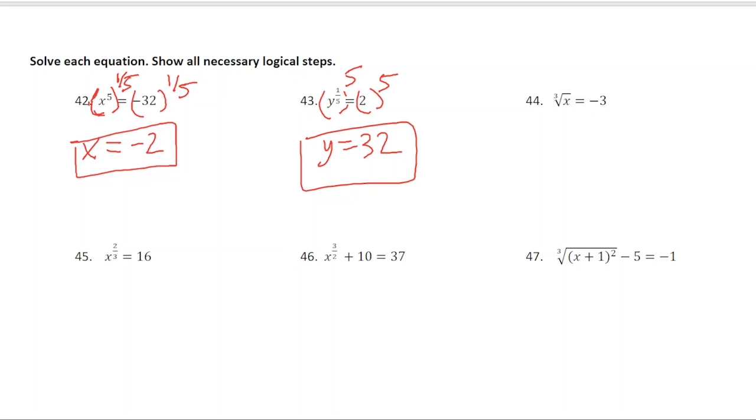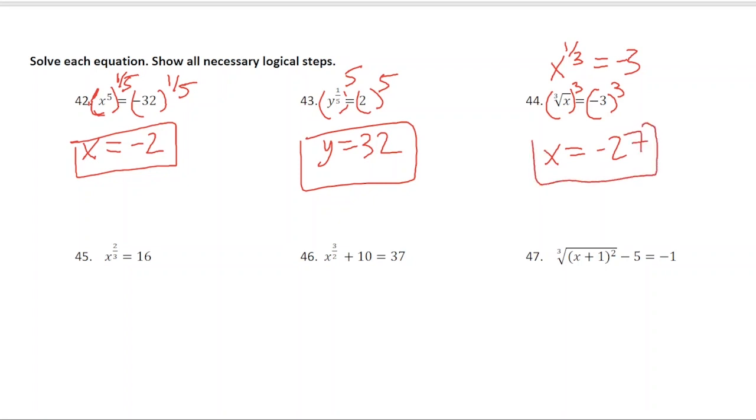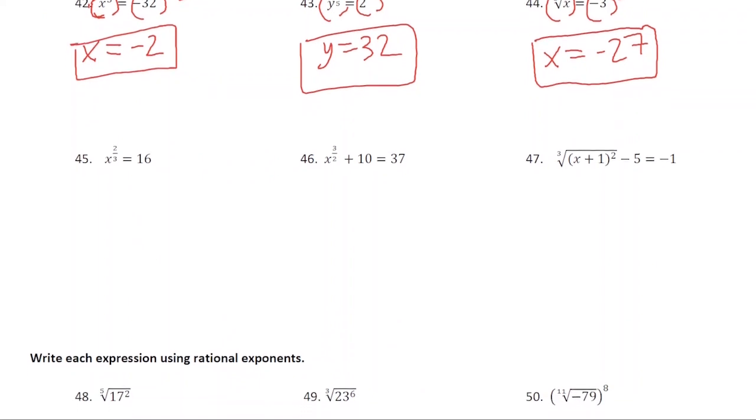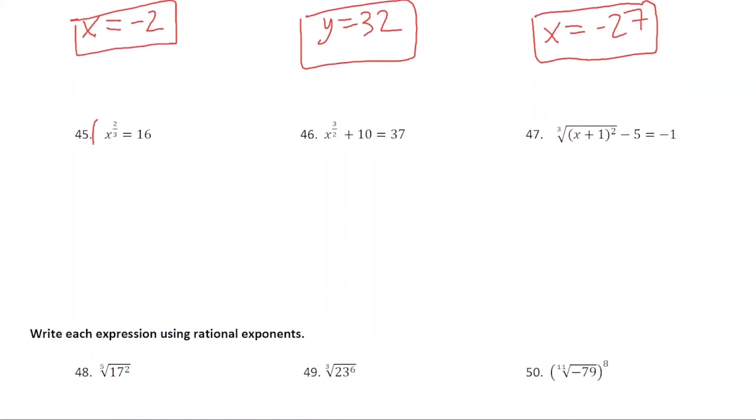Number 44, now you might want to rewrite this. This is really like x to the 1/3 power equals negative 3. So just a little tip here. What we need to do is raise both sides to the power 3. We get x equals negative 27. Negative 3 times negative 3 is positive 9. Positive 9 times negative 3 is negative 27. Number 45, we're going to raise both sides to the 3/2 power so that we can cancel out that exponent.